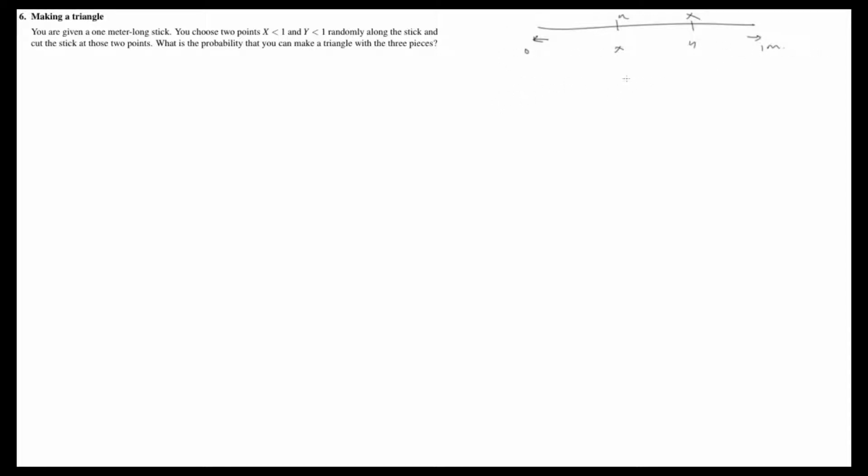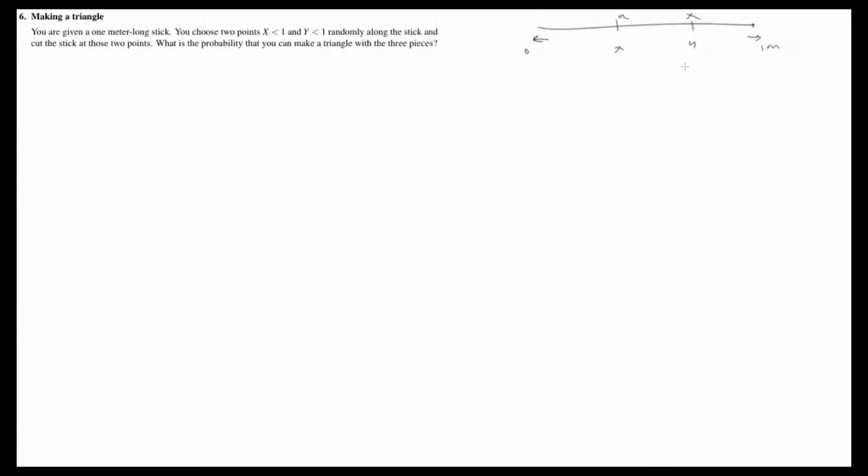So x and y might be on the same point. X might be 0, y might be 1, so they don't have any specific order, but I've just chosen these 2 points. And we need to find the probability that these 3 portions of the stick actually can form a triangle.